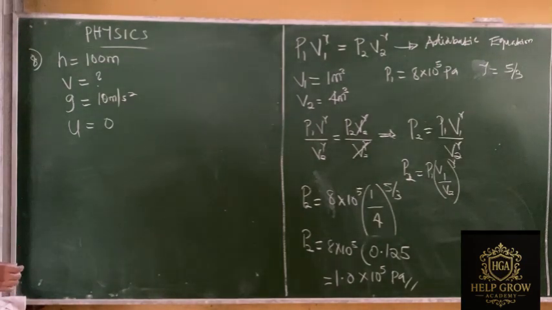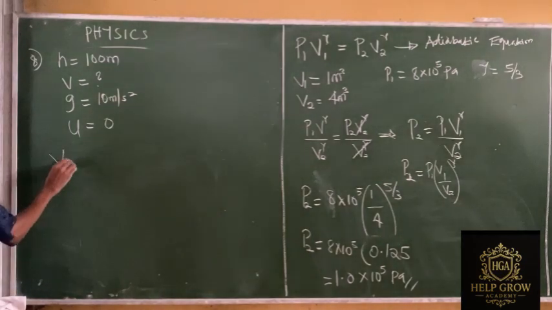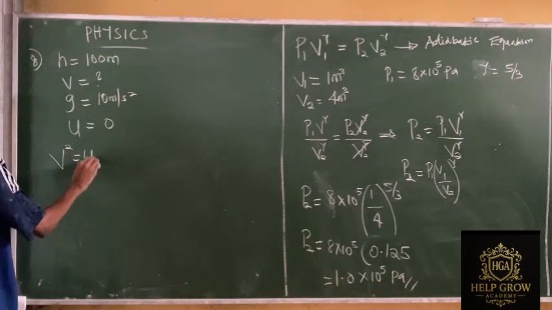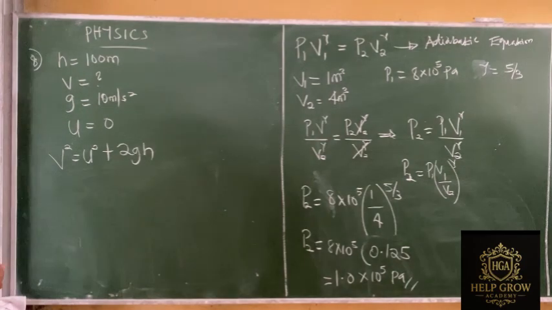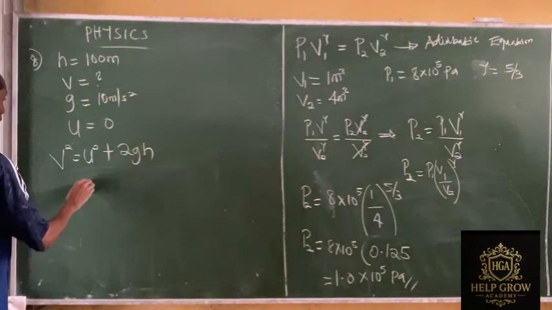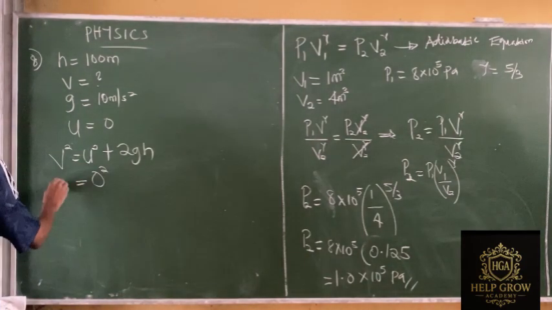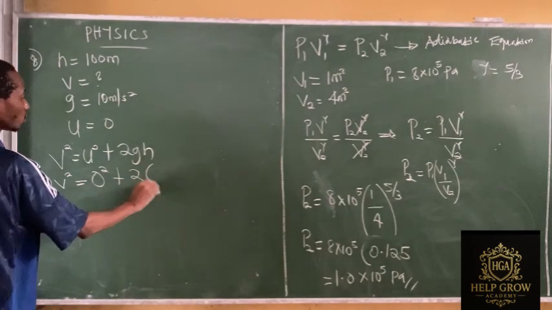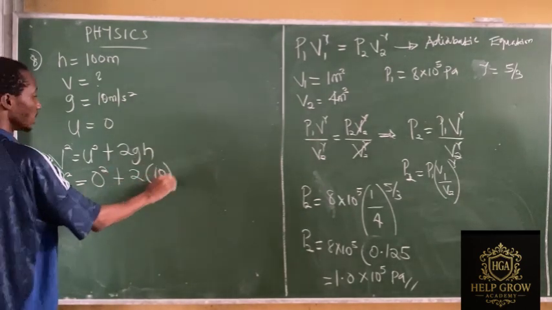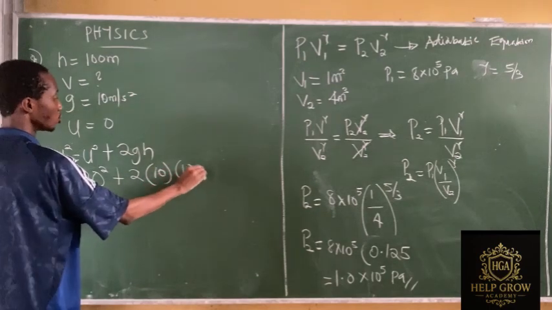Recall the equation of motion that v squared is equal to u squared plus 2gh. This will give us v squared is equal to 0 squared plus 2 times 10 times 100.